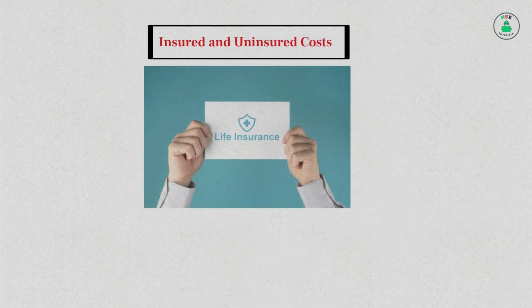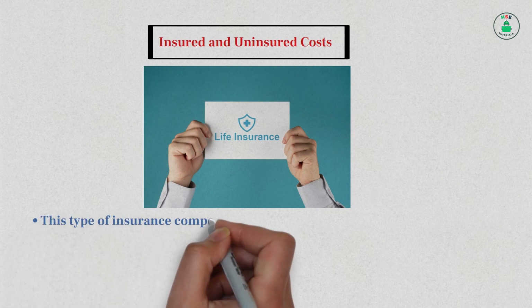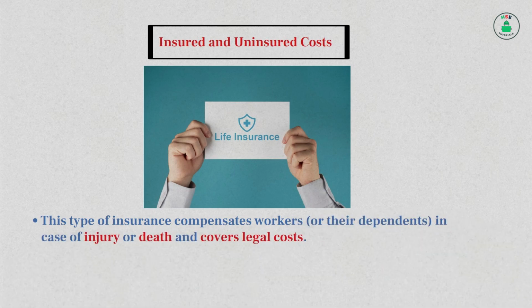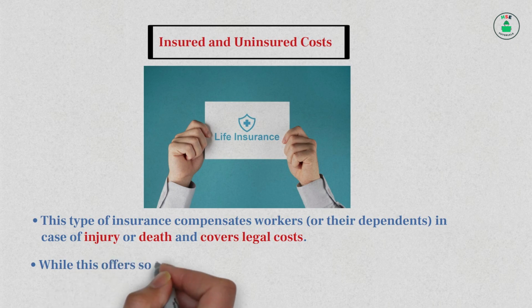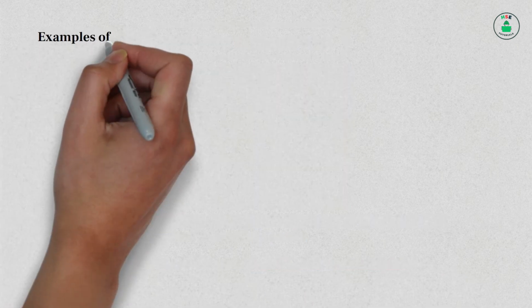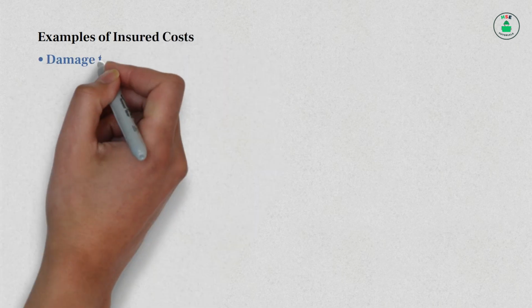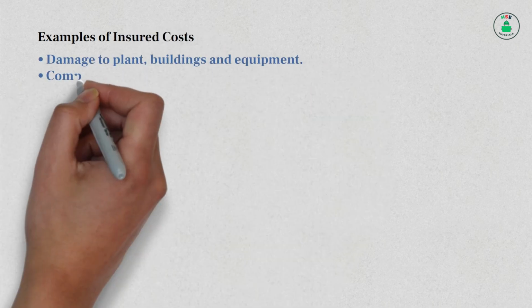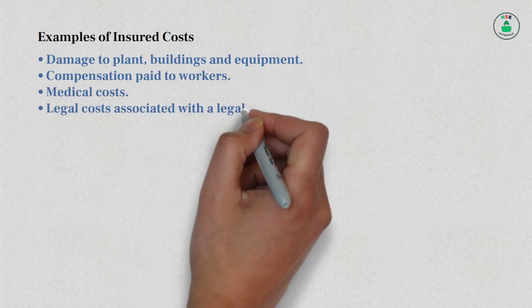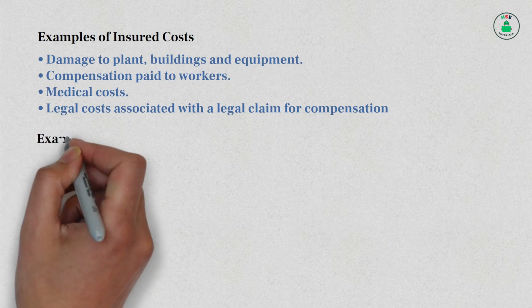Insured and uninsured costs. Insurance can cover some of the losses an organization faces, such as employer's liability insurance, which is often required by law. This type of insurance compensates workers in case of injury or death and covers legal costs. While this offers some reassurance, not all losses are insurable. Examples of possible insured costs: damage to plant, buildings, and equipment, compensation paid to workers, medical costs, legal costs associated with a legal claim for compensation.